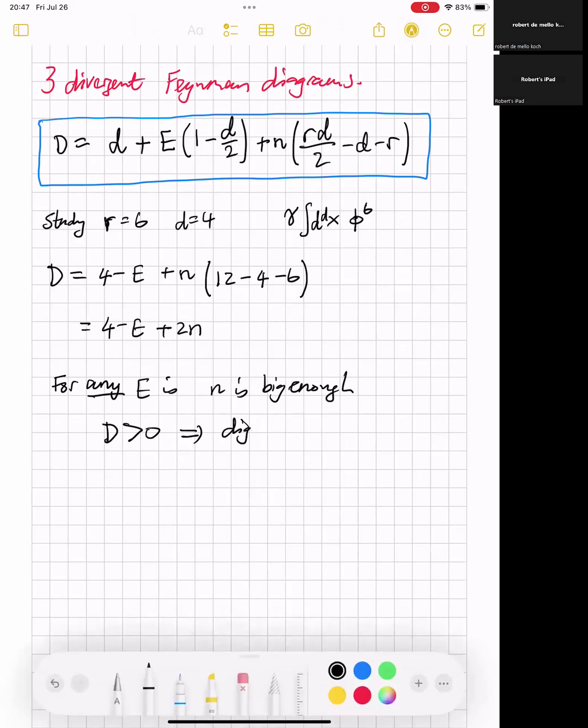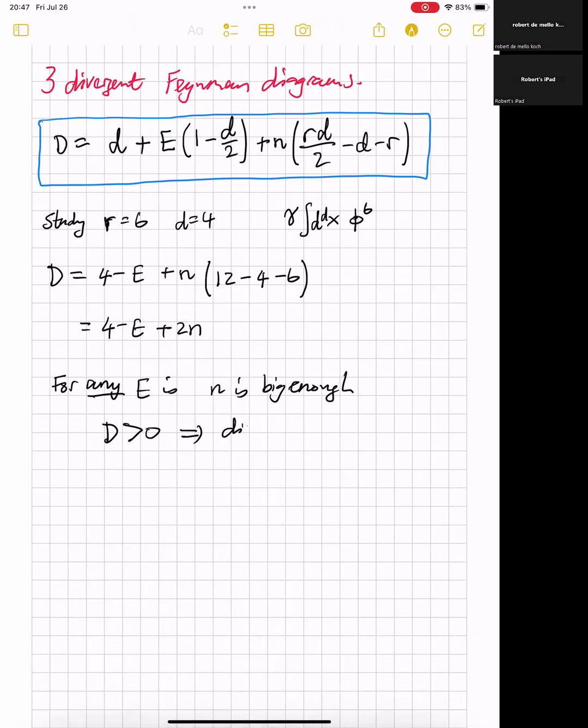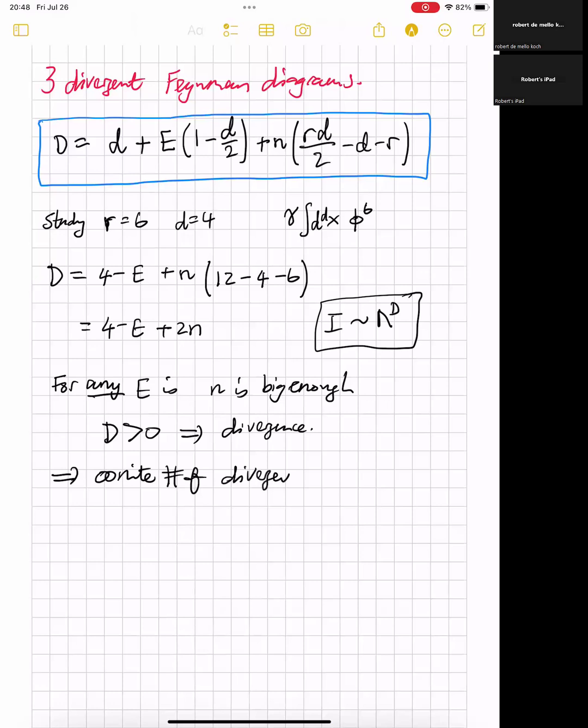Remember, the only reason I say that is because our integral I, or Feynman diagram, behaves like lambda to the power of D. So positive powers of D mean divergences. So this theory has an infinite number of divergent Feynman diagrams. And so let's see why.